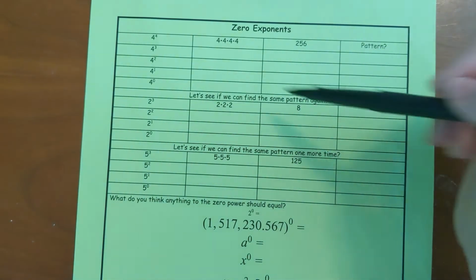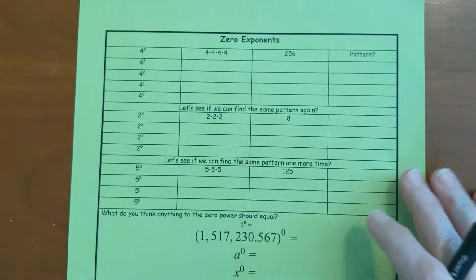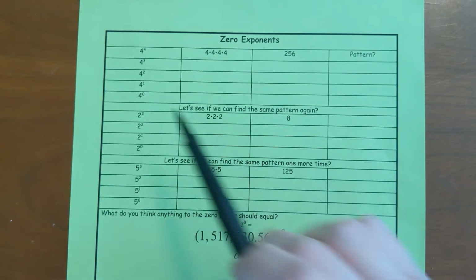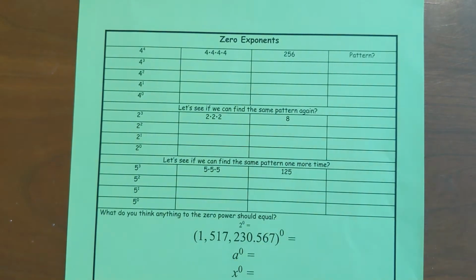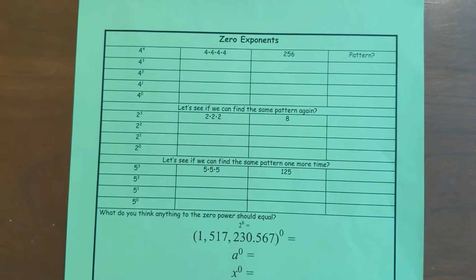So I'm going to do this first one with you. You are going to tape this in your journal. This is going to be notes. So I want to look at this first table, and then I'm going to let you do the other tables, and we're going to come to a conclusion together.